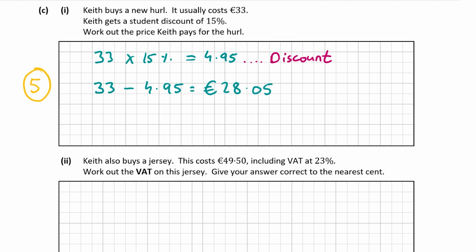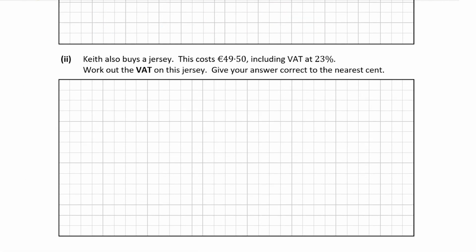Now let's have a look at the final part of the question, C part 2, and we're told that Keith also buys a jersey. It costs €49.50, which includes VAT of 23%, and we're asked to work out how much VAT is on the jersey. So it costs €49.50. Now that includes VAT of 23%, so that means it includes 100% of the cost price, which is the price that it would sell for if it didn't have VAT, plus the extra 23% VAT.